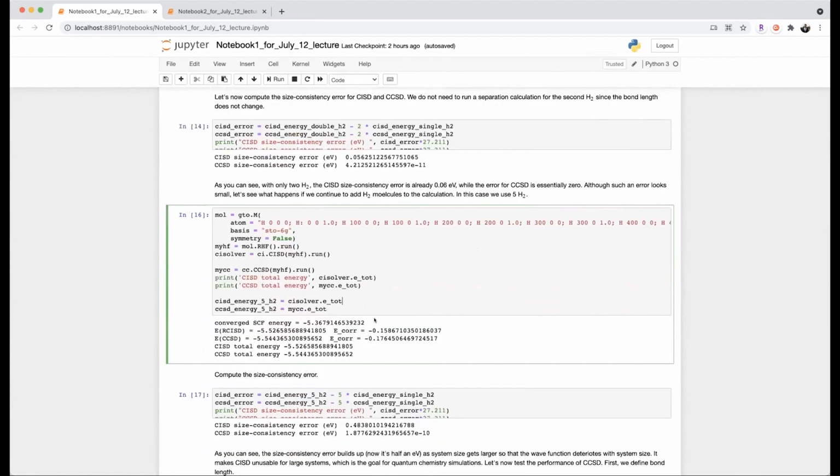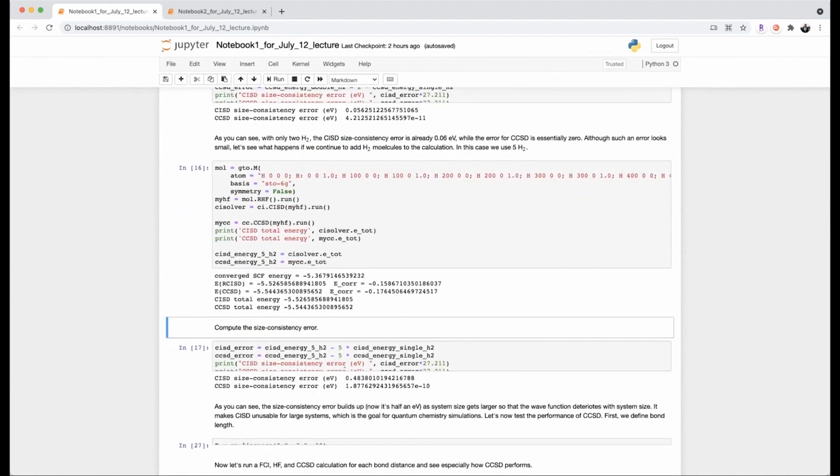Now we compute the energy for Hartree-Fock, CISD, and CCSD, and then we compute the size consistency error. You will see that the CISD size consistency error, now with 5 H2 molecules, so 10 electrons in total, is now as large as half an eV. So the size consistency error builds up as the system size gets larger.